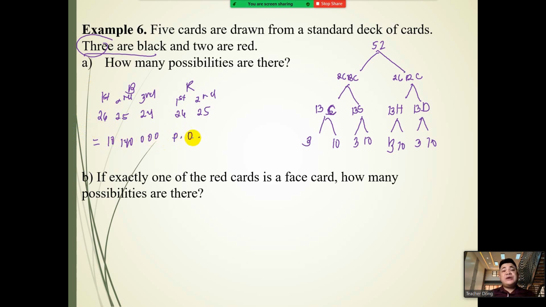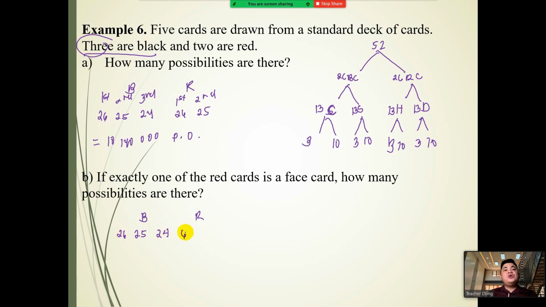And then how about for letter B? If exactly one of the red cards is face card, how many possibilities are there? So in this case, we have black and then red. So for the black cards, we don't have a problem with the 3 cards because we will just be using the same. There's no restriction for the black cards. Unlike the red cards, there's a specific restriction that the first pick must be a face card. So it means if we have 26 red cards, 6 of those 26 are face cards. So you have options of 6 for the first pick.